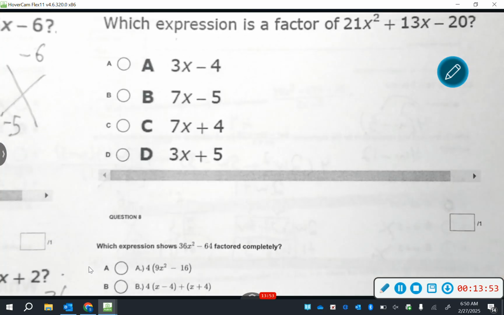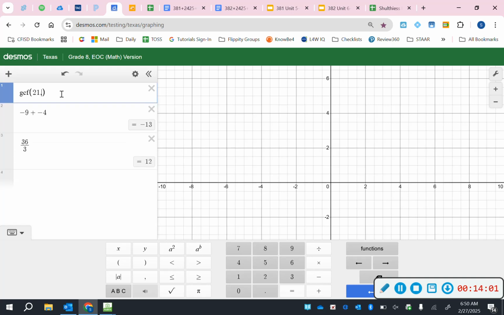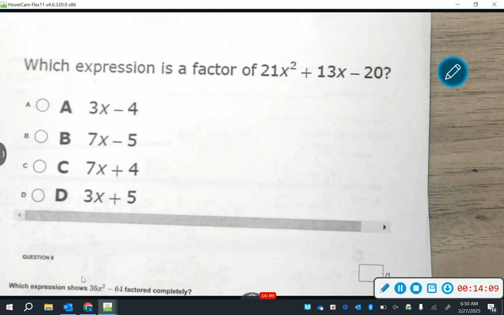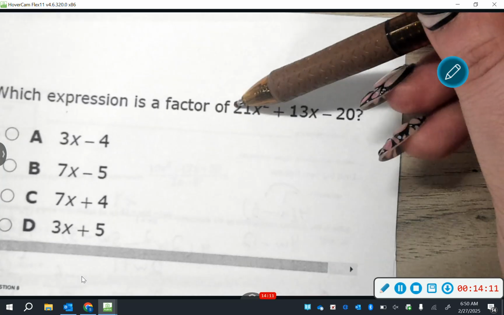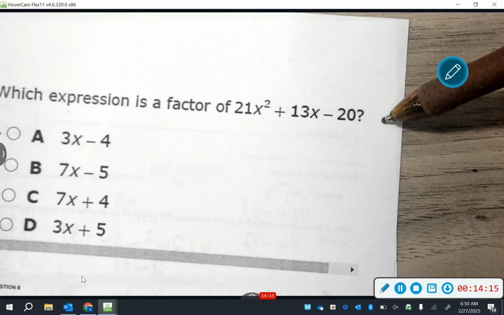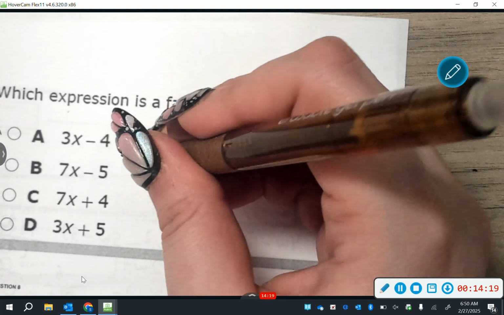Okay. Sliding over, first thing we do, check for a GCF. So we got 21, 13, and -20. My GCF is 1, so there is none. Now I'm going to check for our special cases. Is this dots? No. Is this PST? No. 21 and 20 are both not perfect squares. So once again, this is a box question.